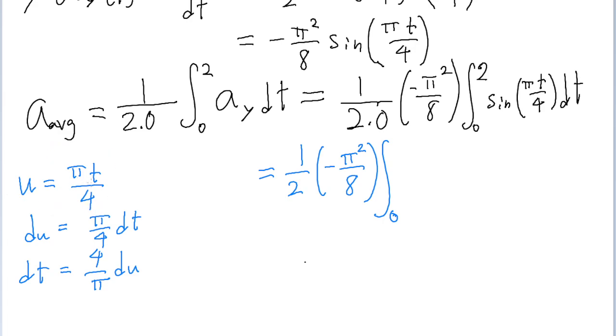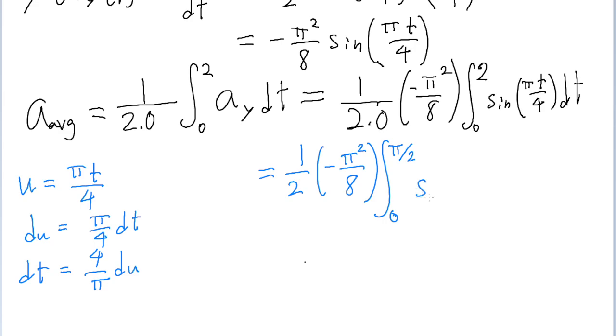And again, we're going to reset the bounds by plugging in 0 and 2 into our t to u formula. So 0 into t, that's 0 times anything, which is 0. So the lower bound is still 0. But then the upper bound being 2, we put in the 2 for the t. So that's 2 pi over 4, which is just pi over 2. So the upper bound is once again pi over 2.